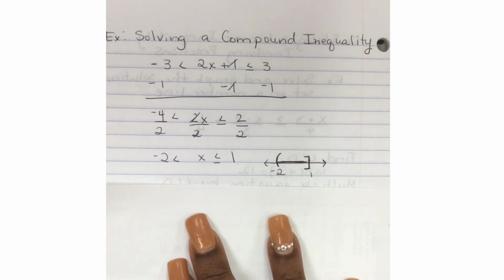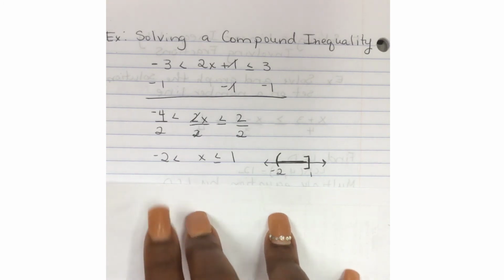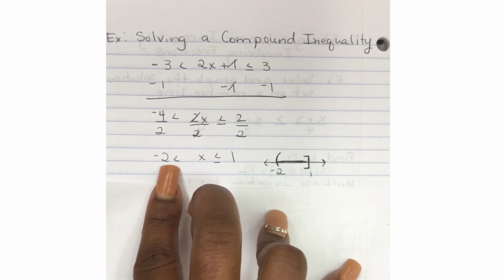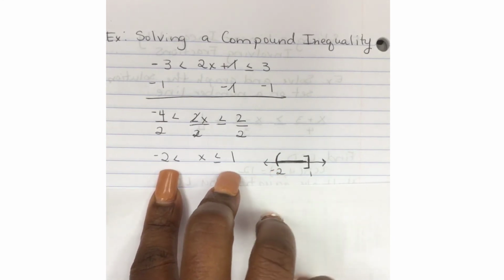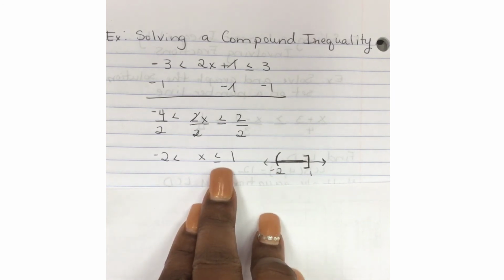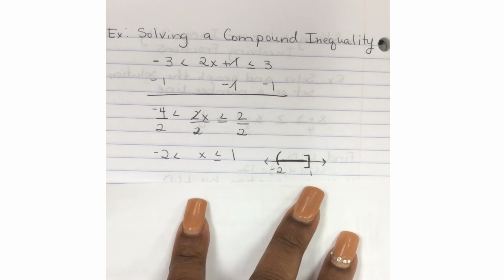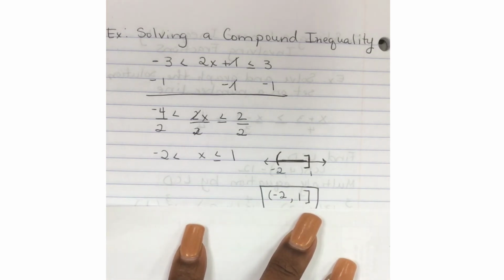Now, to draw this on our number line, we are going to write -2 and positive 1. And since this is less than, -2 gets a parenthesis. We have less than or equal to by the 1, so 1 gets a bracket. And remember, read it from left to right. And we have (-2, 1].